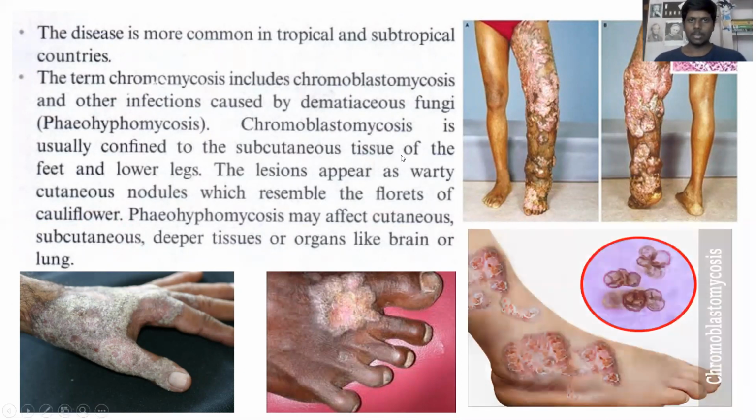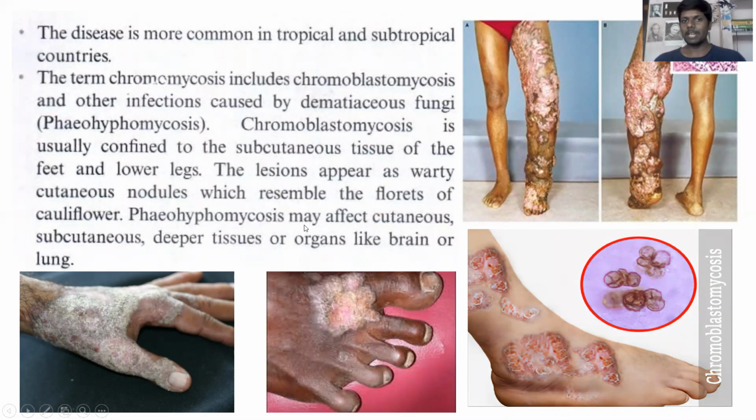So this chromoblastoma, there are other similar infections in this disease. The other one is chromoblastomycosis. This is chromoblastomycosis, which is a severe form of chromomycosis, and it forms cauliflower-like nodules over the skin of the limbs, both the hands and legs. The lesions appear as warty cutaneous nodules which resemble the florets of cauliflower.